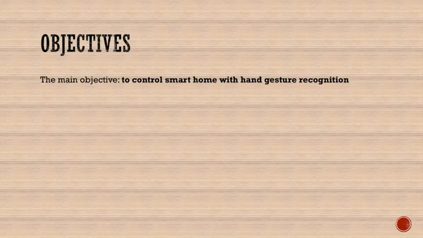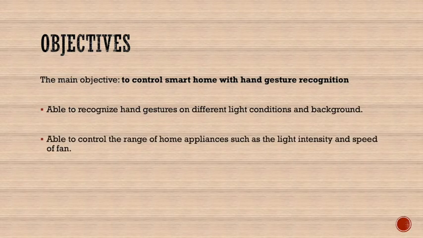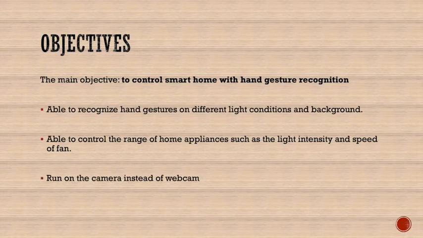First, the main objective is obviously to control smart home with hand gesture recognition system. This means that for this semester, I need to be able to recognize hand gesture on different light conditions and backgrounds, basically poor lightings and complex background. Then I have to be able to control the range of home appliances such as light intensity and speed of fans. Lastly, run on the camera instead of webcam.